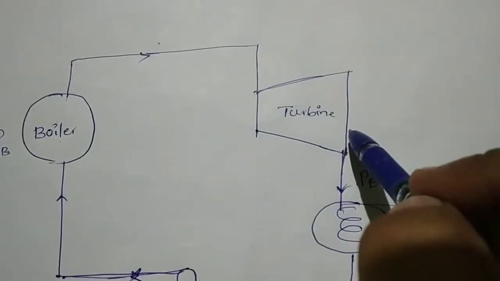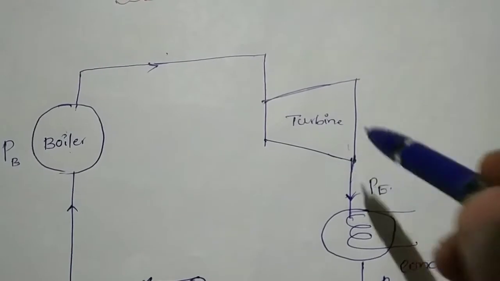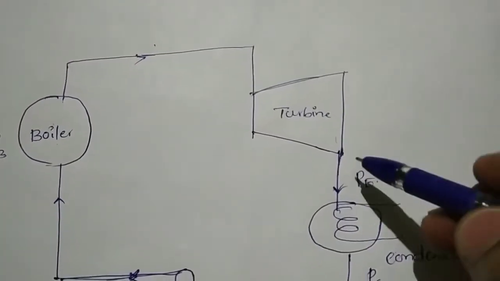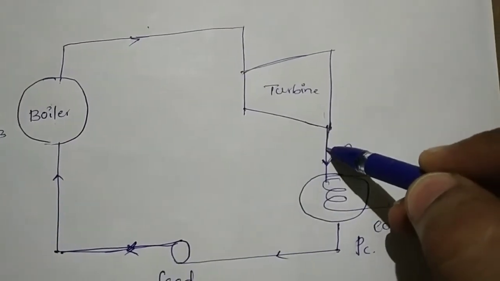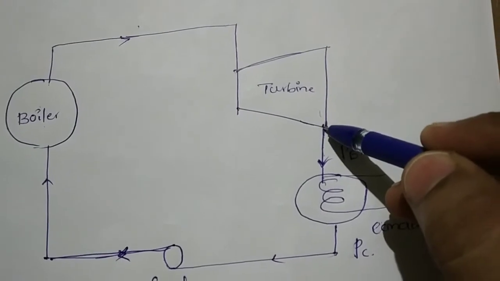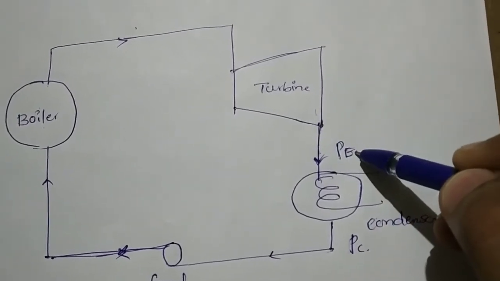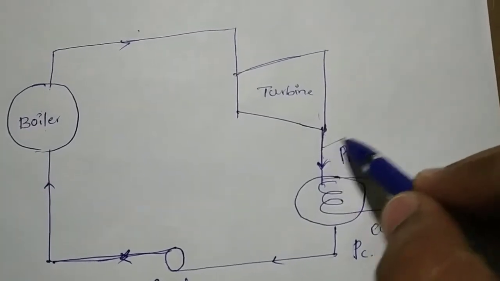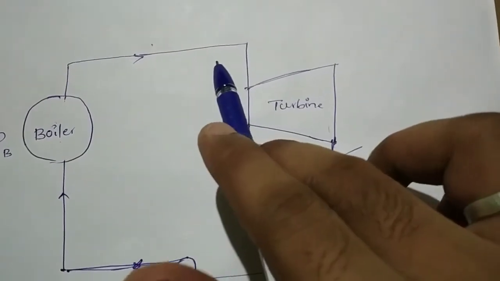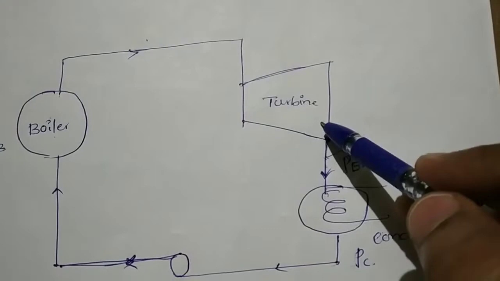In the turbine what will happen? Everybody knows, in the turbine expansion takes place. During expansion its pressure decreases, and temperature too. And see here, this is at the end of this expansion. After the steam comes from the turbine, assume the pressure is PE, that is the exhaust pressure. The steam still has some high temperature and high pressure, but its pressure and temperature are slightly reduced here after expansion.